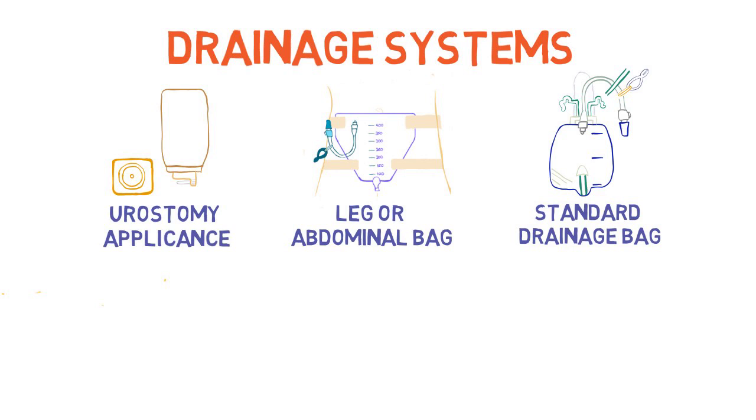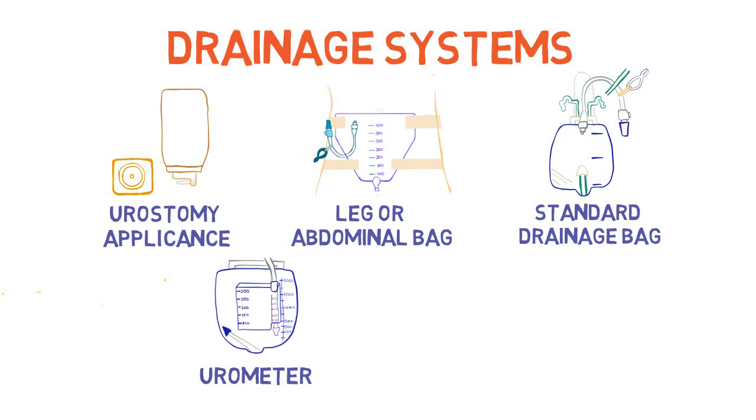The next drainage system is a urometer. This has a special plastic container on it to allow for accurate output of urine. This is commonly used in the surgical patient as well as critically ill patients.